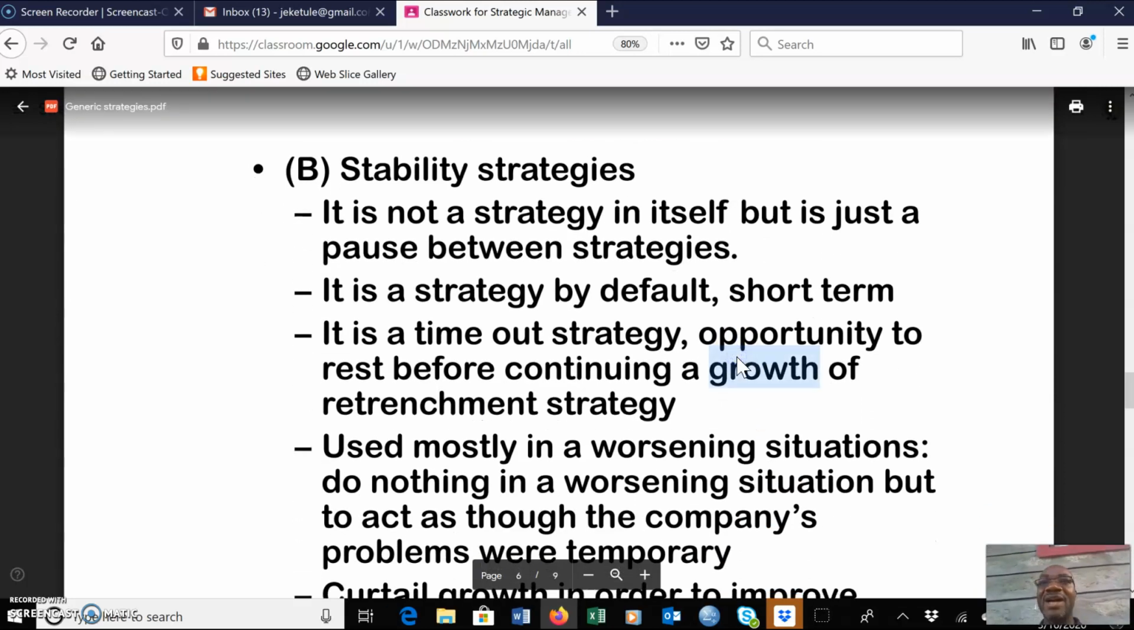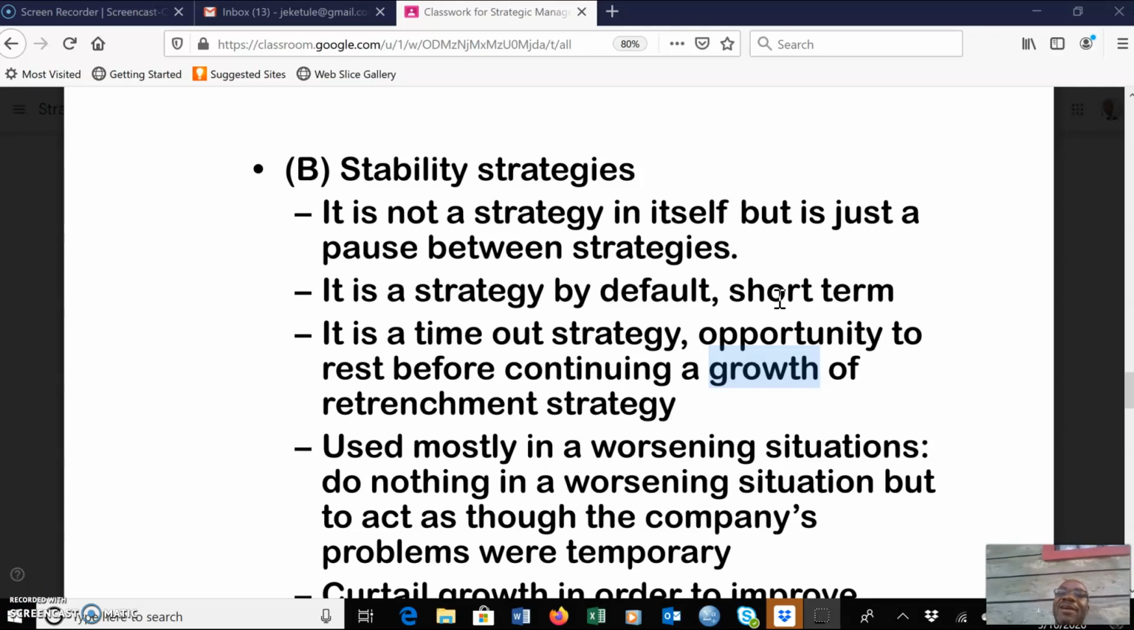Now let's look at the other strategy. Basically, we looked at all those growth strategies: backward integration, forward integration, horizontal integration, conglomerate growth, and concentric growth. But now we want to look at the stability strategies. What are these stability strategies? Some authors argue that they are not strategies on their own. It's not a strategy by itself, but just a pause between strategies. It is a strategy by default, a short term one. It is a time out strategy.